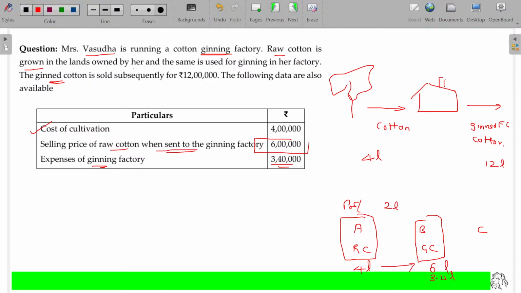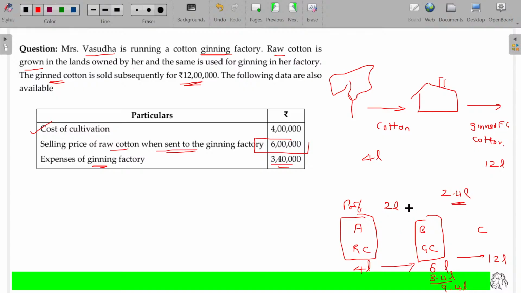In case of B, he says I purchase the raw material, which is the raw cotton, at the rate of 6 lakhs, not 4 lakhs. 4 lakhs is the cost for the cultivator. For me, I have to pay the selling price, which is 6 lakhs. Then the raw material is converted into ginned cotton in my factory. For that process, I spent 3.4 lakhs. Ultimately, it costs me 9.4 lakhs. But I sold this for 12 lakhs to the customer. Then naturally, the difference, 2.4 lakhs, is my gain.